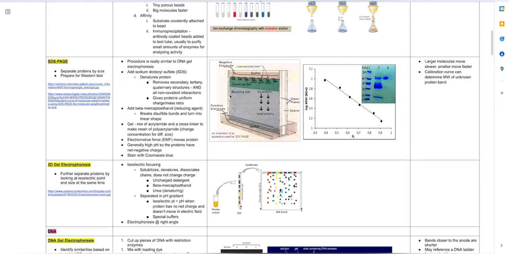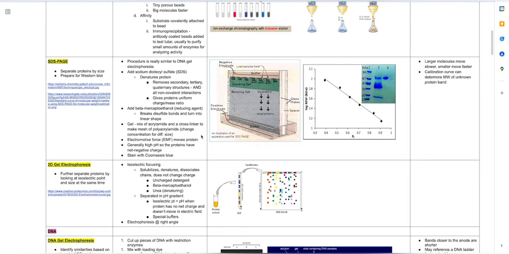Your gel is made out of acrylamide, and you would add a crosslinker to that. So essentially you're making a mesh, and that's called polyacrylamide. Changing the concentration can help you customize your gel for different sizes of proteins.